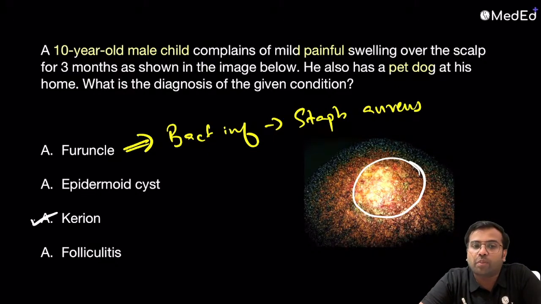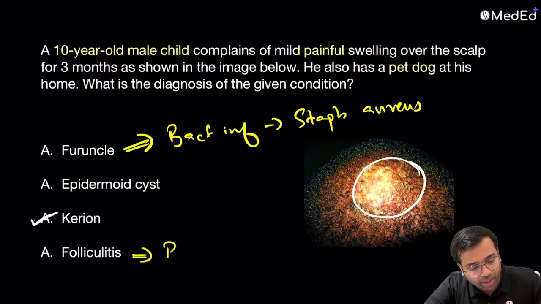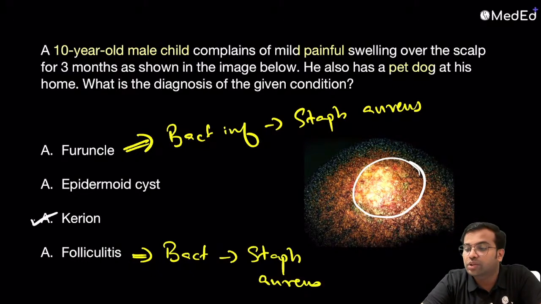The second option was an epidermoid cyst. Now, what is an epidermoid cyst? This is the most common type of cyst that you can find in your body. And what is the last option? The last option is folliculitis. All of us know what is itis. Itis means inflammation. So this is an example of an inflammation of a hair follicle. Now, this is also bacterial, which is caused due to Staph aureus again. So in all these cases, in this MCQ, the appropriate answer should be kerion.